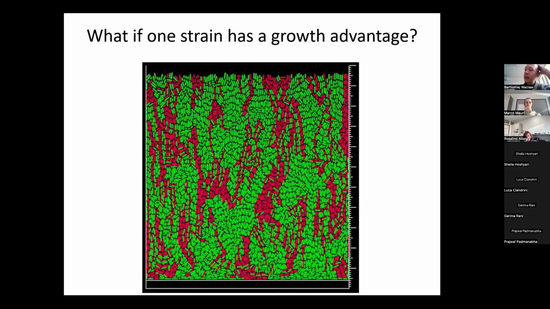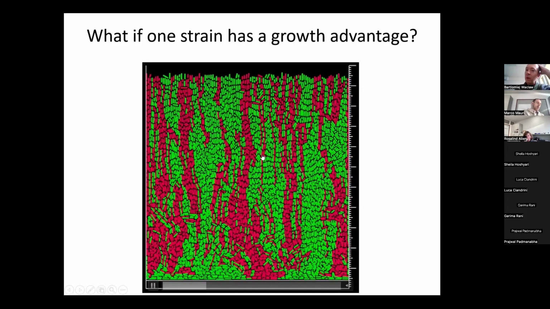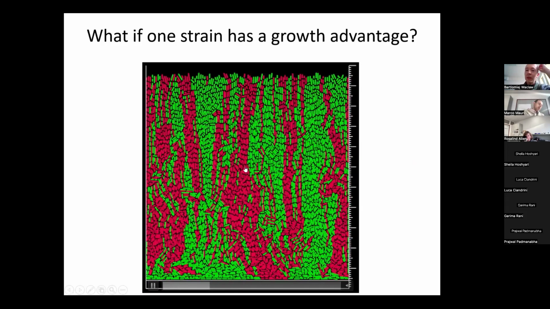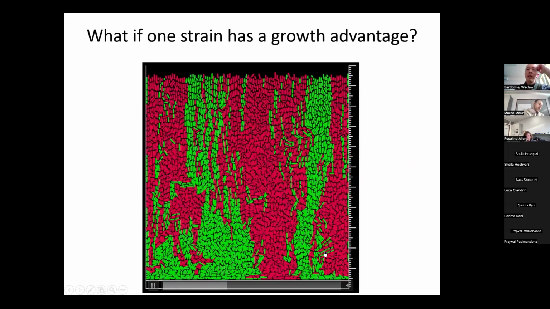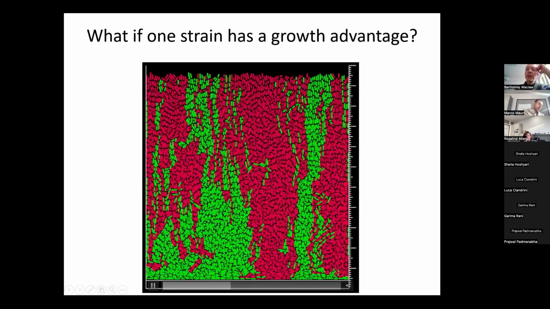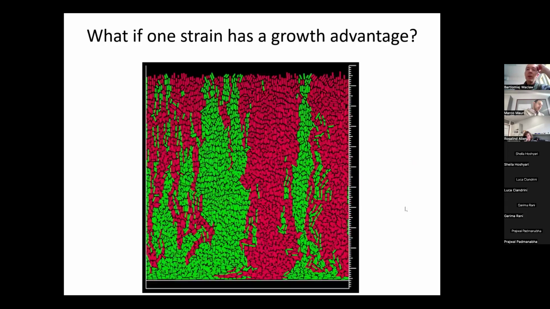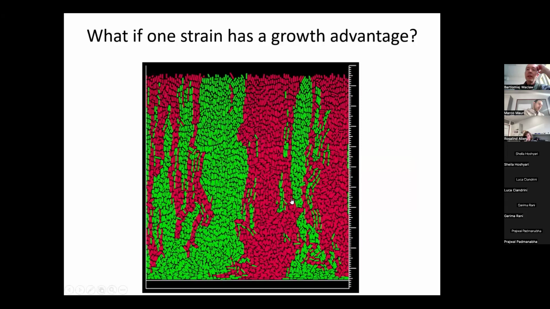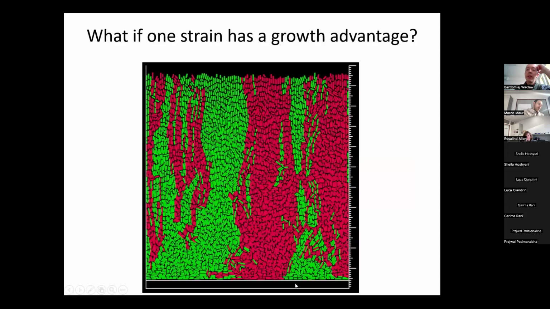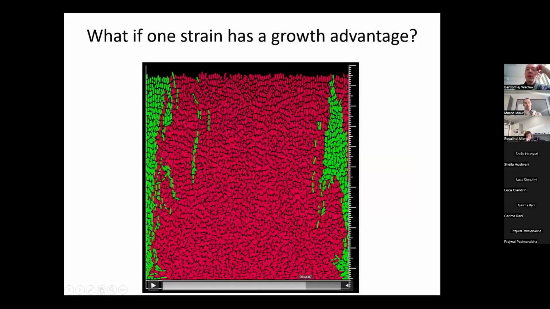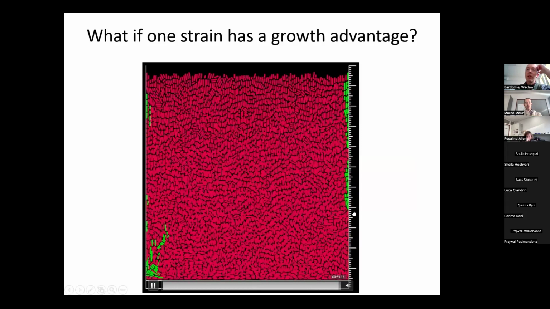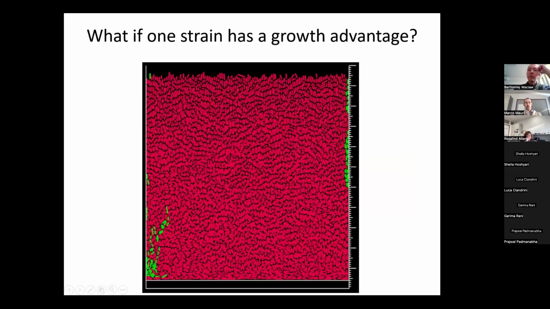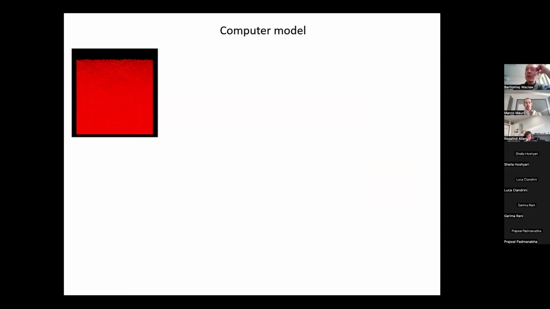You will see that it will form sectors that now expand over time, and eventually, when we wait long enough, this red strain will almost completely eliminate the green, less fit strain. I will maybe speed this up a little bit. You can see that eventually we get rid of almost all green bacteria. So this is what happens in a flat-bottomed well, okay?